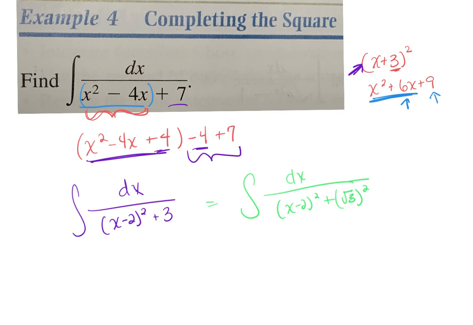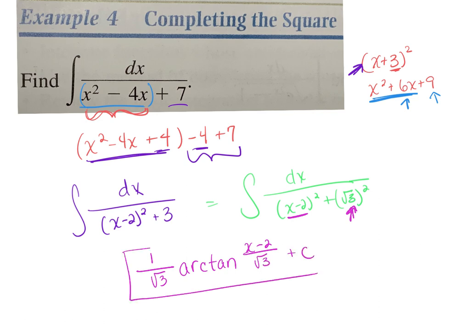My arctangent says I'm going to go 1 over my number. This is my number, square root of 3. And then arctangent of my function, this is my function, x minus 2, over my number, which is square root of 3, plus c. And that is my answer there.